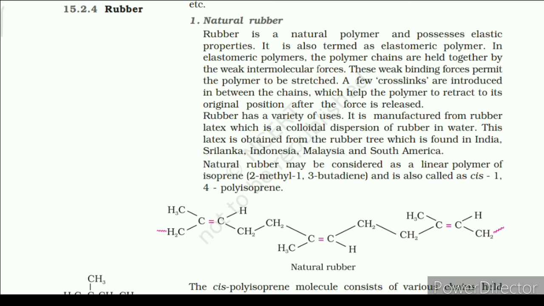It is manufactured from rubber latex, which is a colloidal dispersion of rubber in water. This latex is obtained from the rubber tree, which is found in India, Sri Lanka, Indonesia, Malaysia and South America. Natural rubber may be considered as a linear polymer of isoprene, that is 2-methyl-1,3-butadiene, and is also called cis-1,4-polyisoprene.